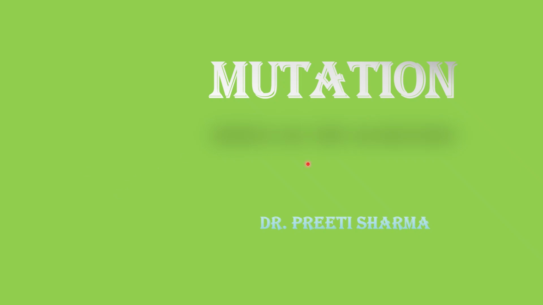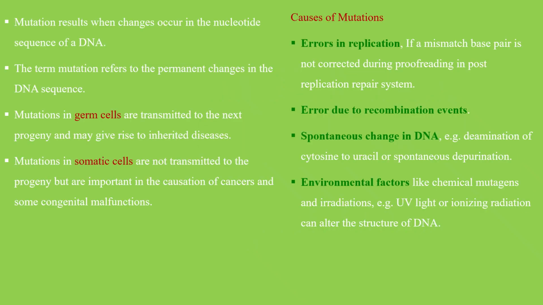So today I'll discuss mutation. Genetic mutation is a change in the DNA sequence of the organism, and these mutations can result from errors in the DNA replication during cell division, exposure to some mutagens, or some viral infection. Mutation results when changes occur in the nucleotide sequence of DNA, and the term mutation refers to permanent changes in the DNA sequence.